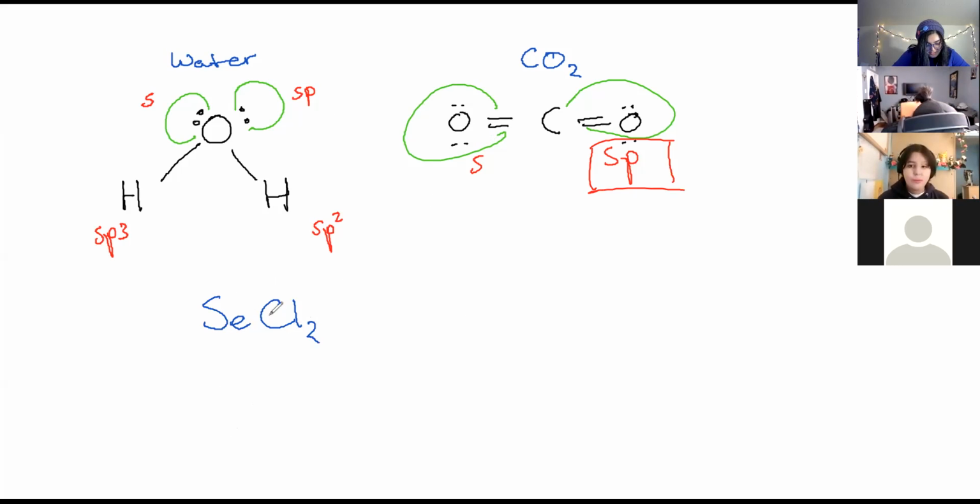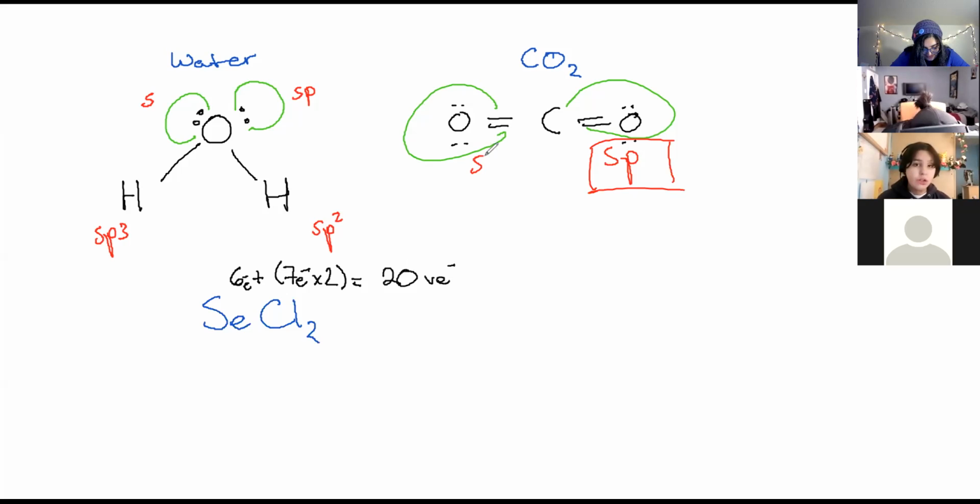6. Okay, for the whole molecule or for just one atom? So selenium is 6, and then each chlorine is 7. So 7 times 2 is 14. Exactly, times 2. So that's 14 plus 6. What's that? 20. So we have 20 valence electrons.